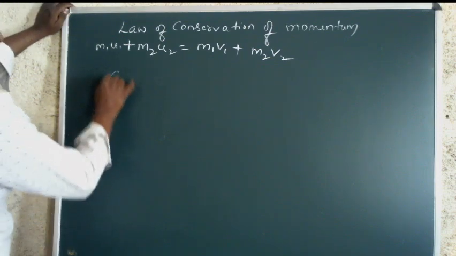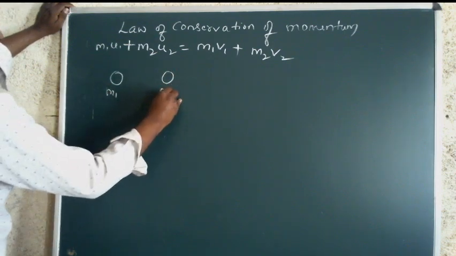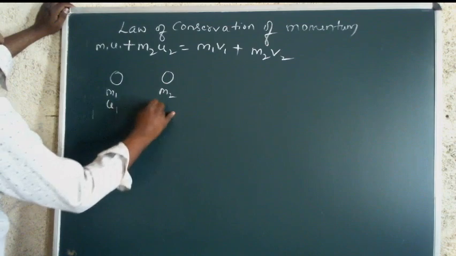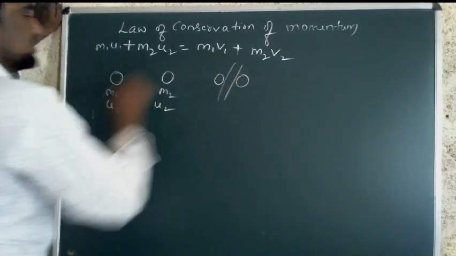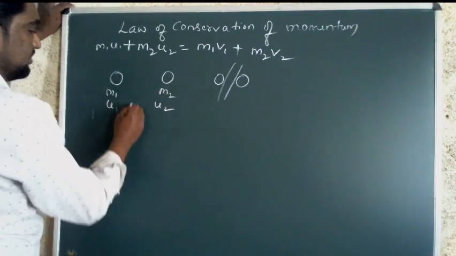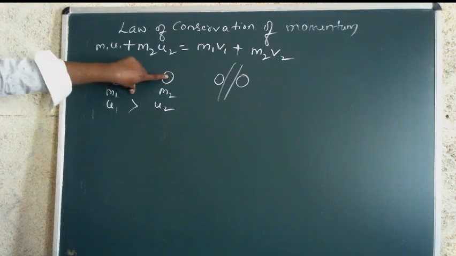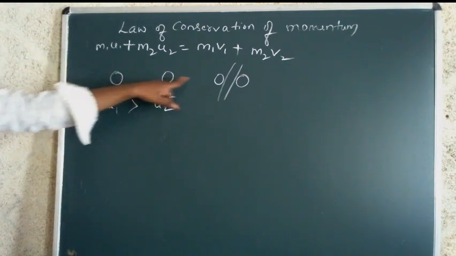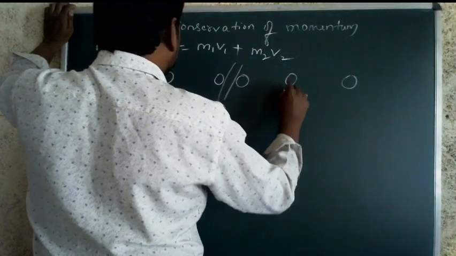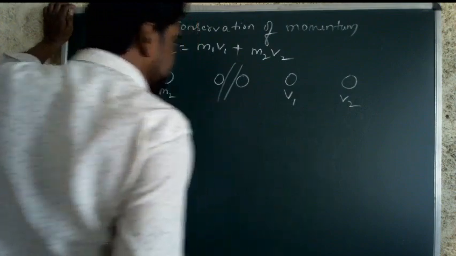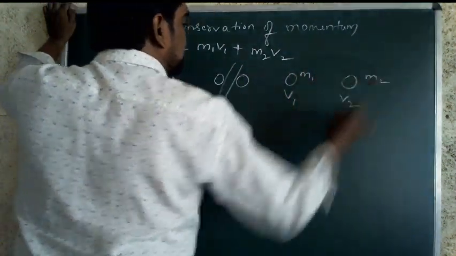First thing, children, let us assume two bodies whose masses are m1 and m2 moving with initial velocities u1 and u2. They interact with each other. They collide. If u1 is greater than u2, this one is moving faster, this is moving slower, so this will collide with this. Then both will move with velocities v1 and v2. Of course, this is m1 and this is m2.